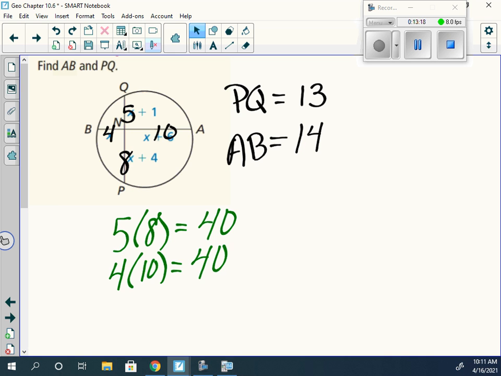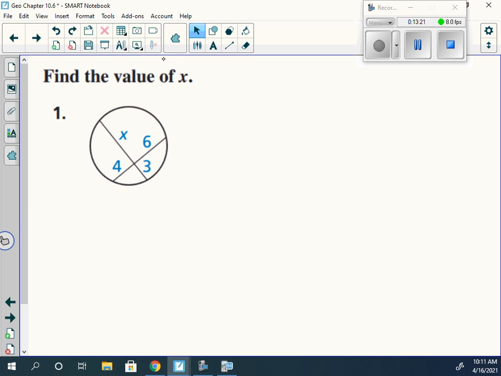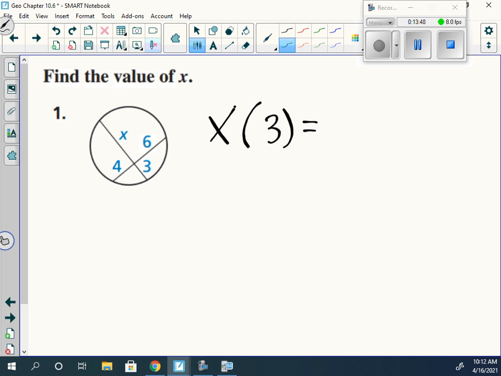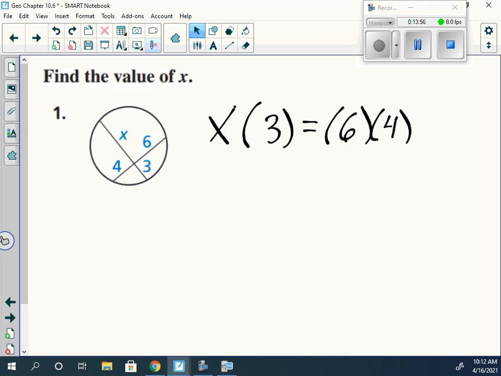Questions on any of this here? Let's do another one that's a little bit nicer than the ones we've been doing. Because again, if we have two chords that intersect inside the circle, then the product of their two segments will be equal. So for us here, how would we set that up? So, yes. 6 times 4, yes.